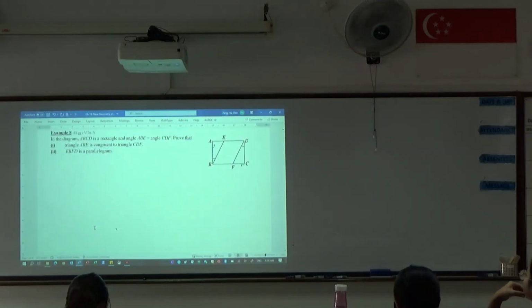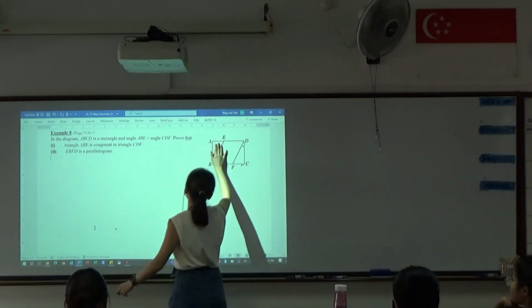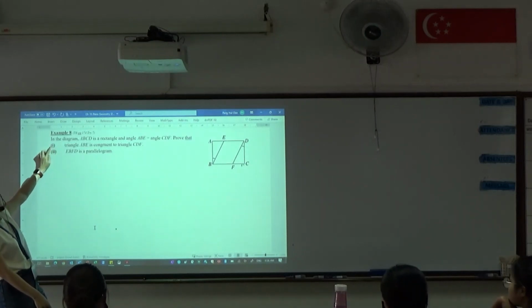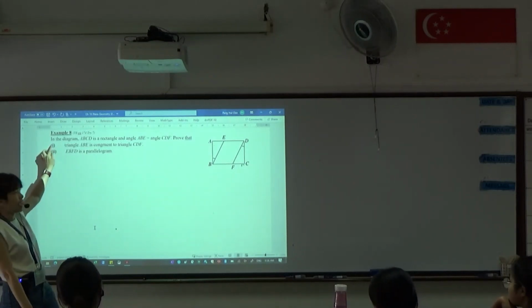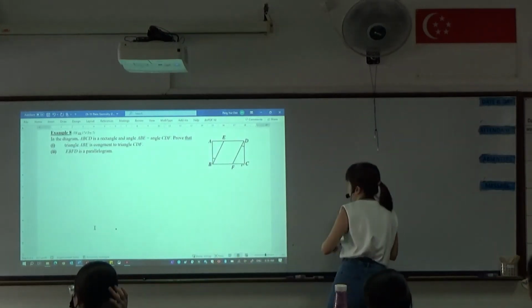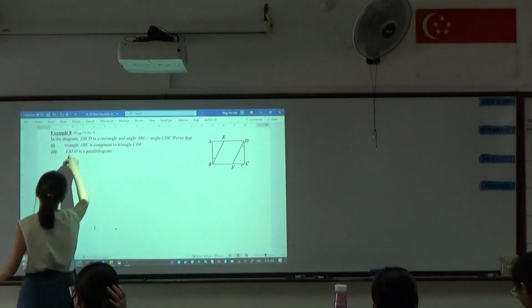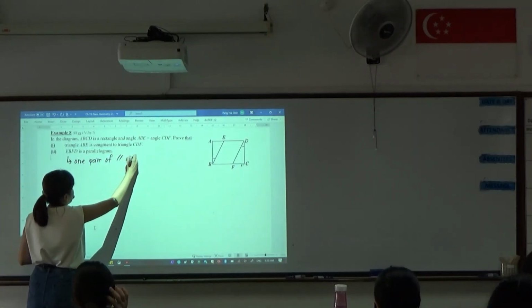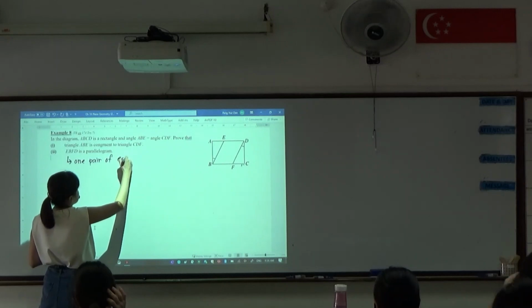Now part 2, we want to show that EBFD is a parallelogram. I want you to give this a try. The hint is that we are going to make use of the congruency that we have earlier on. The biggest hint I'm going to give you is that we will use the one pair of parallel lines, or parallel and equal sides.